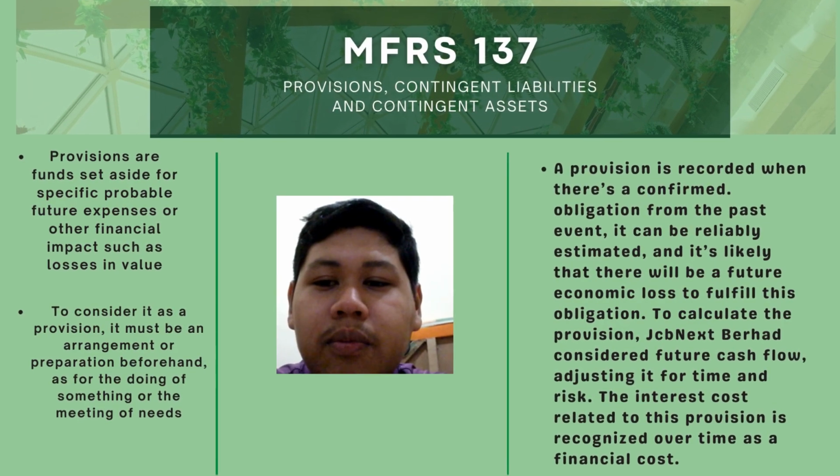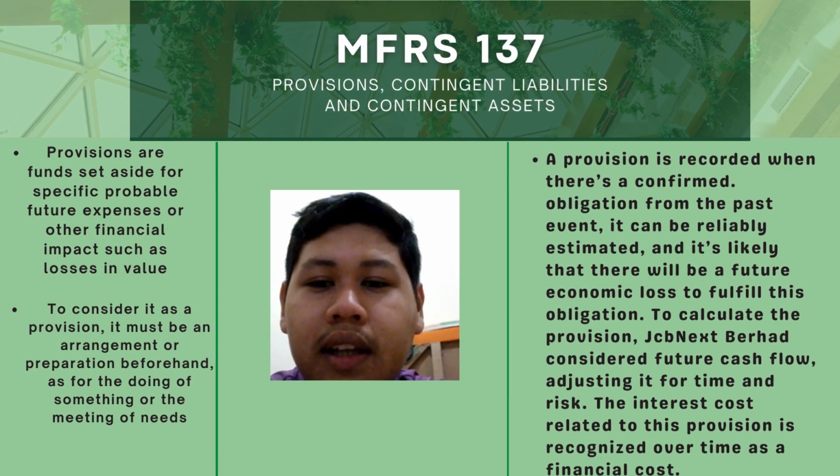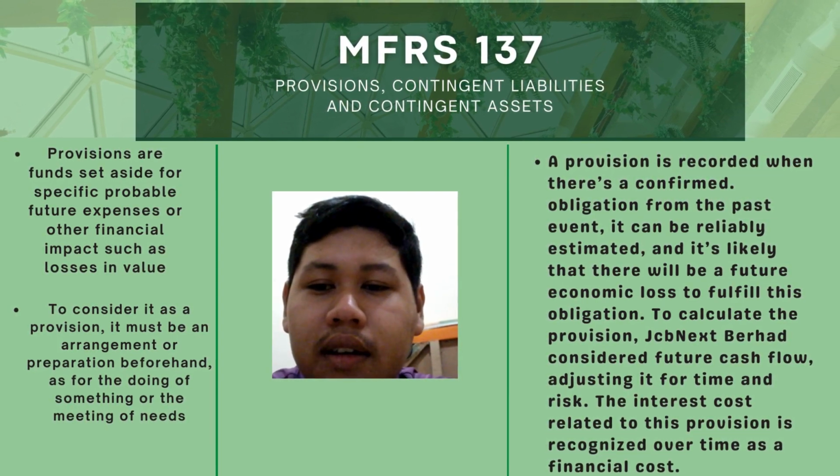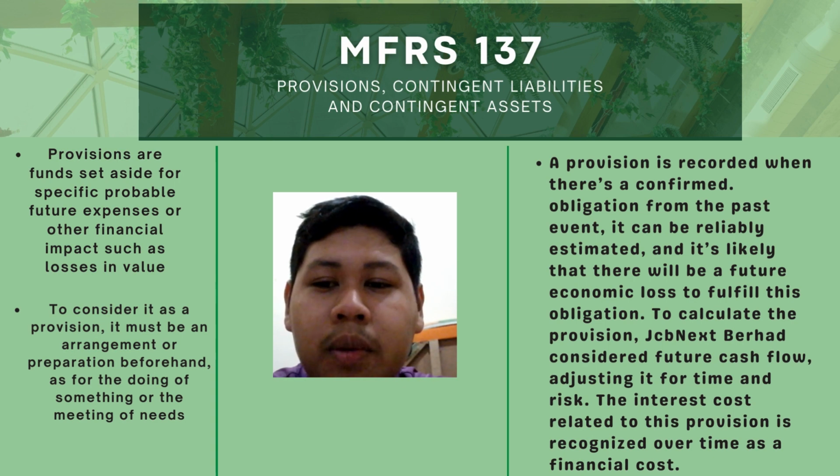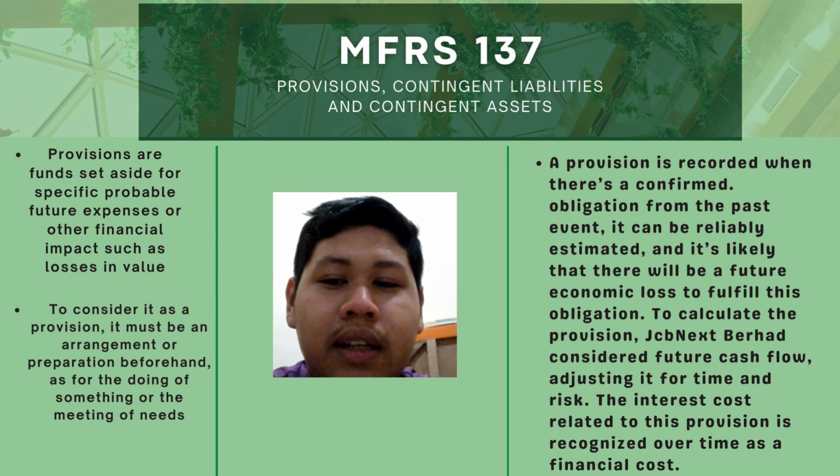MFRS 137 Provisions, Contingent Liabilities and Contingent Assets. A provision is funds set aside for a specific probable future expense or other financial impact such as loss in value. To consider it as a provision, it must be an arrangement or preparation beforehand for the meeting of needs. A provision is recorded when there is a confirmed obligation from a past event, it can be reliably estimated, and it is likely that there will be a future economic outflow to fulfill this obligation.